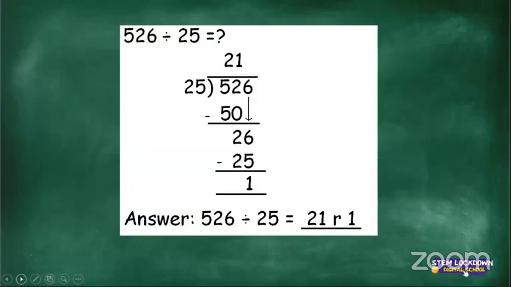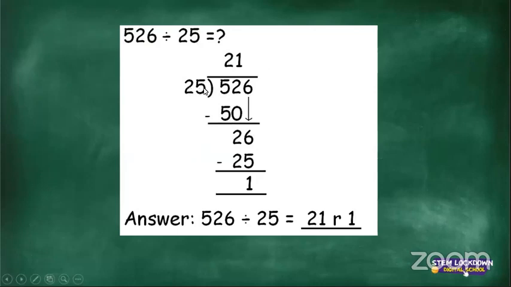All right, on this slide here, we have a 3-digit number divided by a 2-digit number. But our focus is on 4-digit numbers divided by 2-digit numbers. So just to recap on the first term's work where you did 3-digit numbers divided by 2-digit numbers, here you have 526 divided by 25.